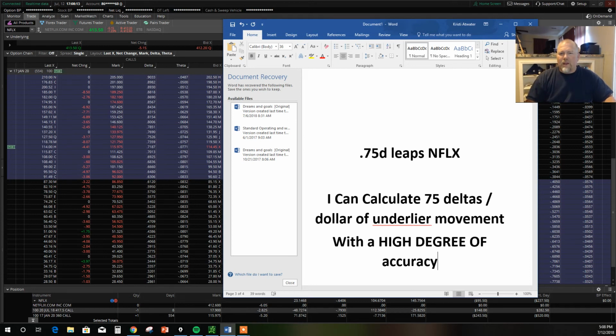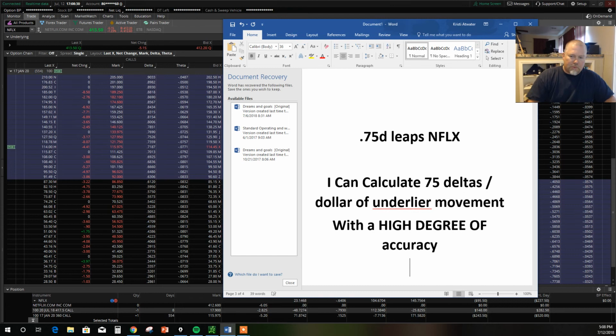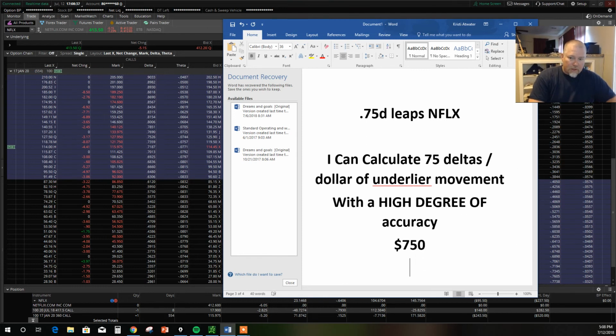So when people say, well, why do you go so far out in that 0.7 range, 0.8 range? Because I can compute the movement of the option very accurately. It's 75% at the 75 delta level. So if I want to make $750 on a LEAP position, that would mean I need the underlier to move $10. It's that easy. So when I went back to that opening statement of saying Netflix, what if Netflix went up $10? I can calculate I'm going to make about $750 very accurately with this technique.